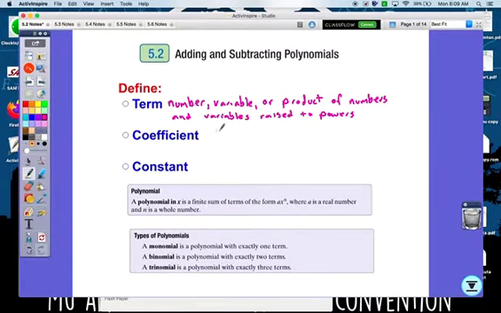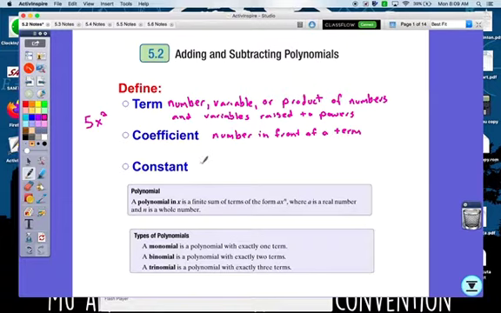All right, coefficient is the number in front of a term. It's the number part of a term. So if there's, say, 5x squared, that's an example of a term. 5 would be the coefficient. The whole thing would be considered a term.